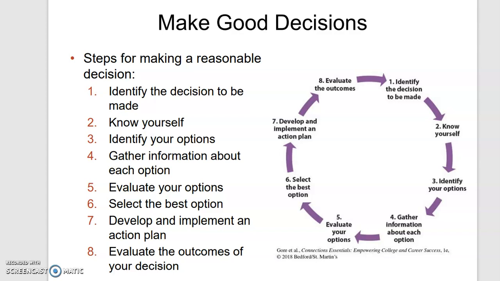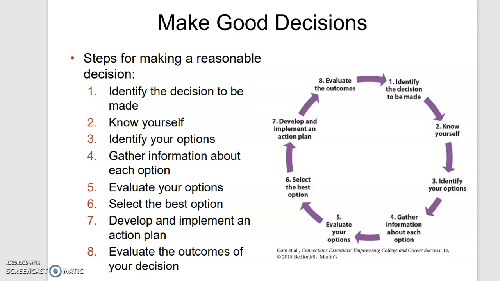Now, as I said, on the right side of this screen, the model is shown in a circle because as we evaluate our outcomes in step 8, if we determine we have not chosen the best option, it didn't work out the way we expected, then we keep going around the circle. We don't stop. We haven't failed. We simply go back around the circle to number 3 and look at other options.